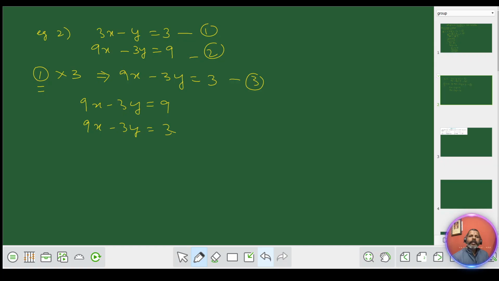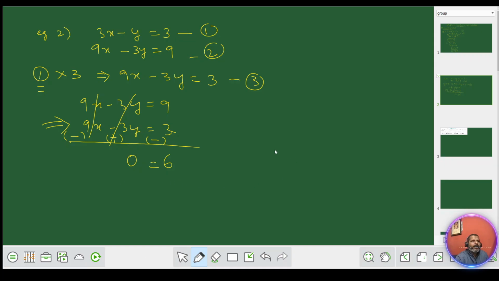Whichever variable's coefficient you want, we can make equal. Now I will subtract here. See, 9x cancels. When subtracting, make sure you change the signs of the second equation that you write down. So minus 3y plus 3y cancels, meaning the left hand side becomes 0. Right hand side, what? 9 minus 3 is 6. See, you got 0 is equal to 6.